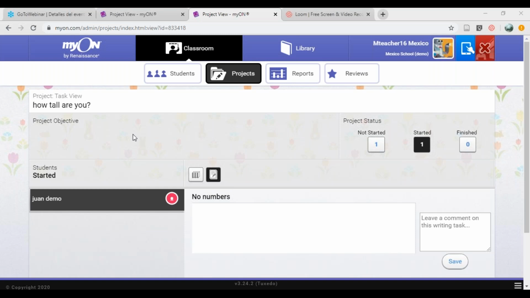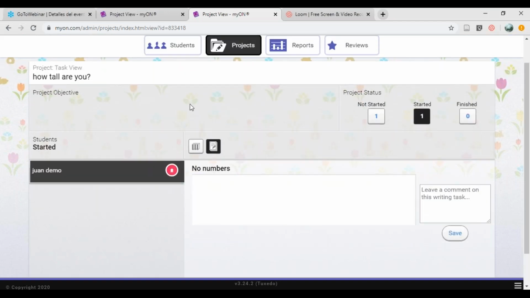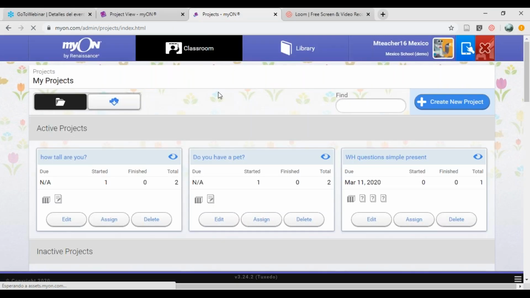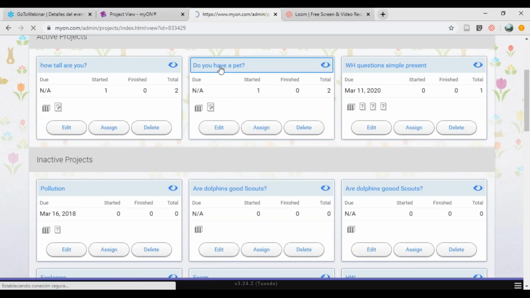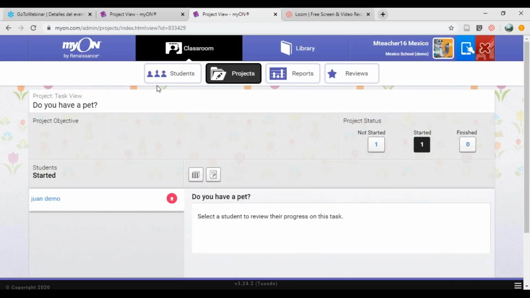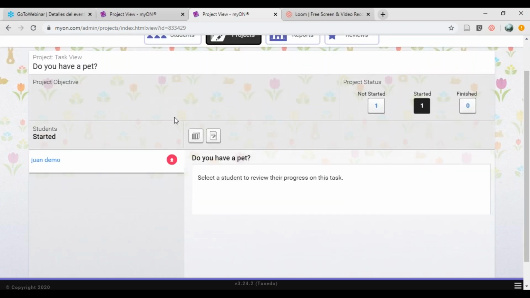So now let's continue. This is the second idea, writing. I prepared another project with these 5 questions, and I will show you the second project. For the second project, the question is, do you have a pet? This is a very simple, easy question, right? Yes, no. But we want to improve the question.